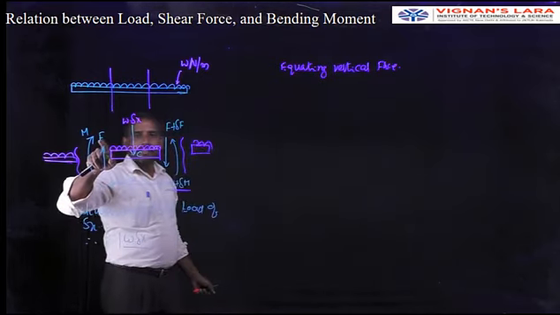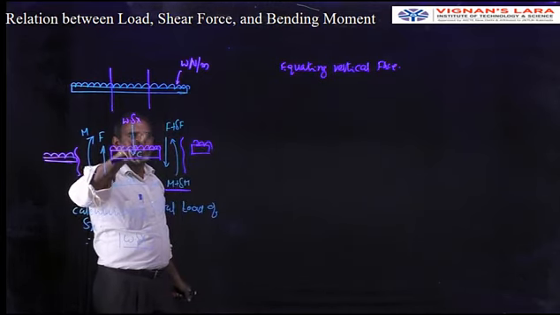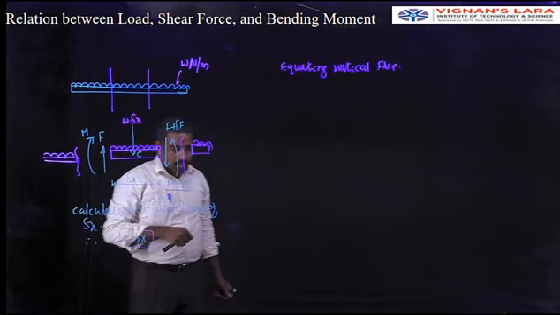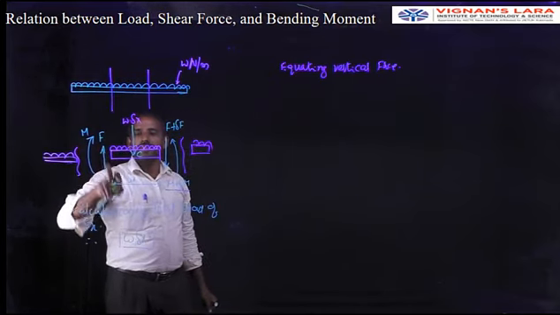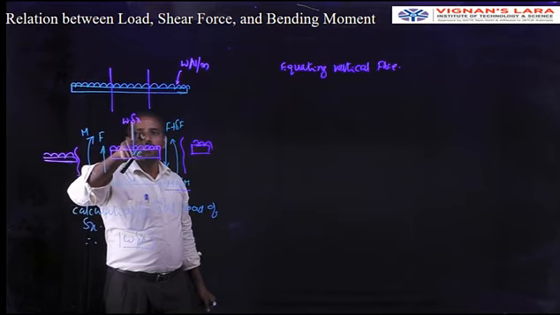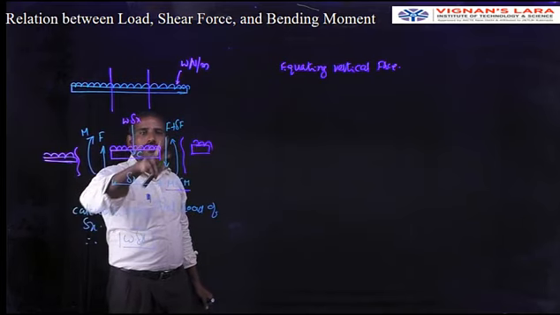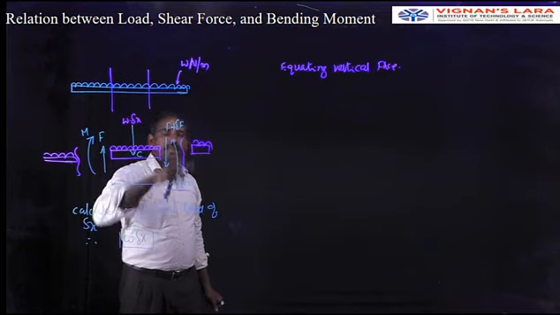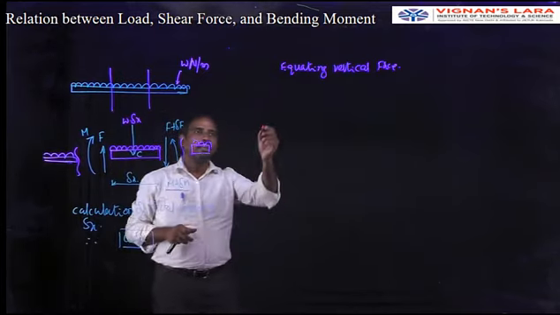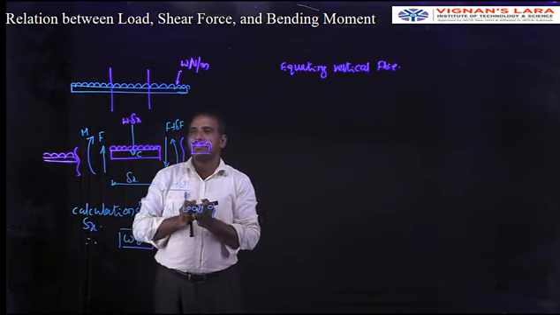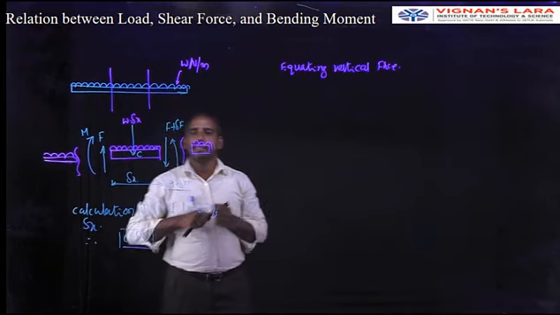I think that one is F, the second one is W into delta X, and the third one is F plus delta F. F is vertically upward, W into delta X is vertically downward, and F plus delta F is vertically downward. Therefore, if vertical upward forces are taken as positive, the rest of the forces must be taken as negative.